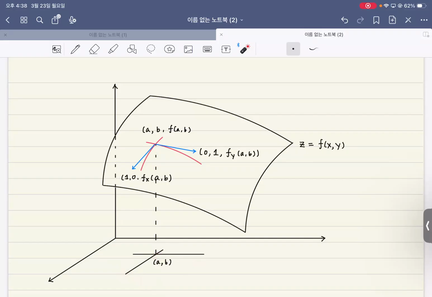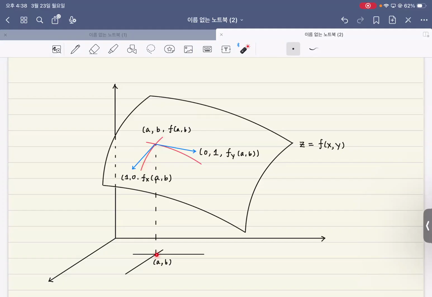I want to draw a straight line which is parallel to the x-axis and passing through (a, b). And this is a curve. Well, there must be the corresponding image on this graph surface, right? Which would be this red line. This is a curve on this surface.